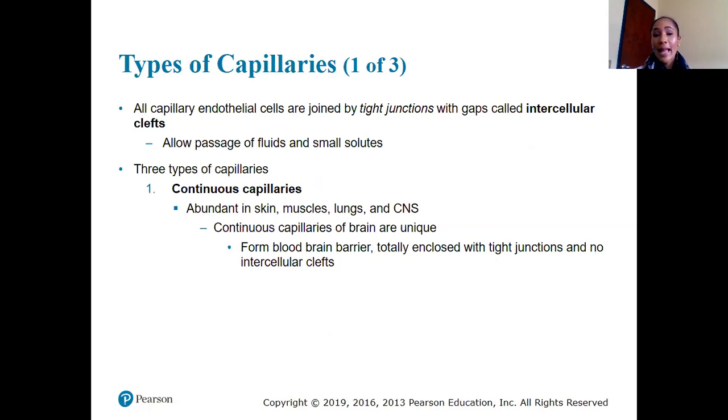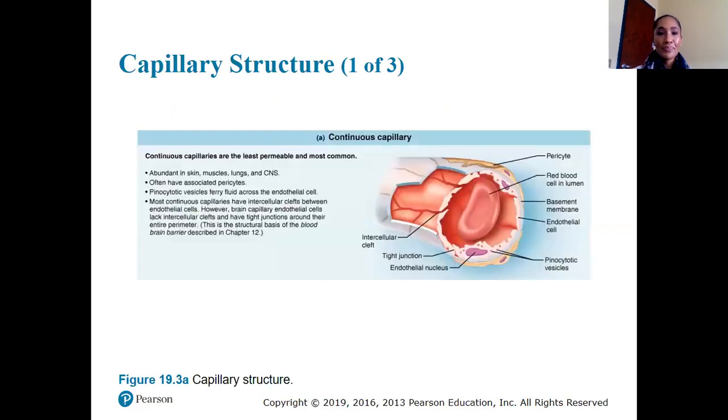We have 3 types of capillaries. So we have continuous capillaries. They are abundant in skin, muscles, lungs, and the central nervous system. And they are pretty unique in structure when we get to the brain because they help to form the blood-brain barrier that will totally be enclosed with tight junctions and no intercellular clefts. So we don't find these structures when we're looking at continuous capillaries in the brain.